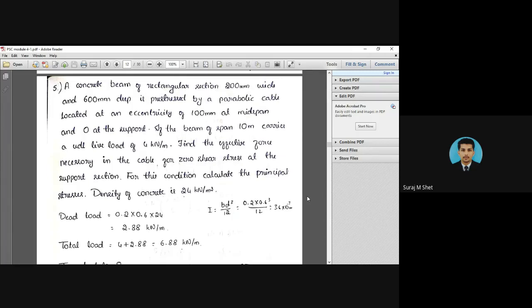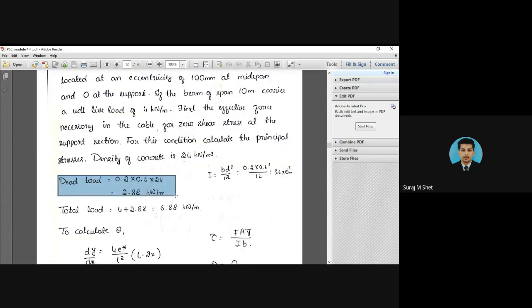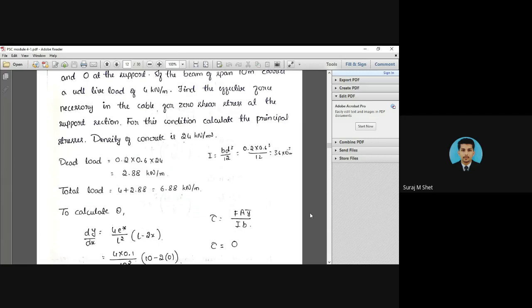So my first job is to calculate the dead load. How to calculate dead load? Dead load is equal to 0.2 into 0.6 into the density of the concrete, 24, as given. So I calculated the dead load as 2.88 kilonewton. Then what is the total load? I have to calculate the total load because they have given the live load. The total load indicates whatever load is acting on the top of the beam. That is 4 kilonewton acting on top of the beam, and the self weight of the beam is the dead load. So total load is equal to dead load plus live load, which comes to 6.88 kilonewton per meter. This is the basic calculation you have to do when solving the problem.